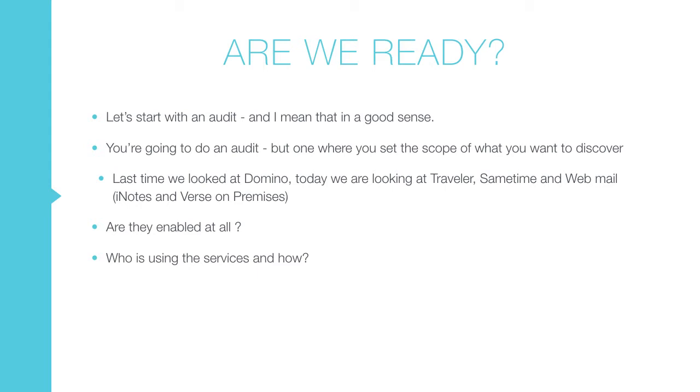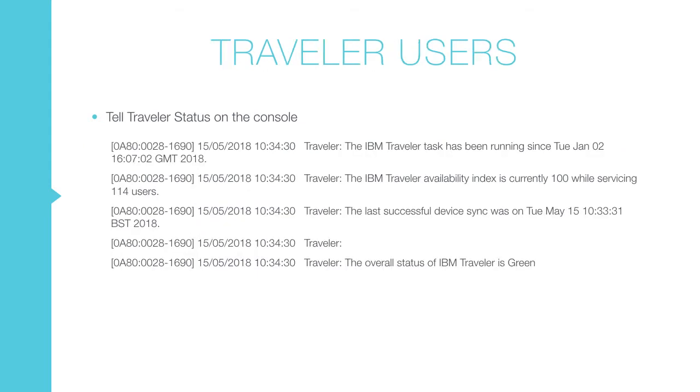Last time we looked at Domino. Today we're going to look at Traveller, Sametime, and Webmail. Are they enabled at all? Do you have servers? Who's using the services and how are they using them? So Traveller users, if you think you have a Traveller server, you can go and look at the server document and there is a Traveller tab. If Traveller is enabled on that server, or even if you think it's enabled on that server, see if that Traveller tab is filled in.